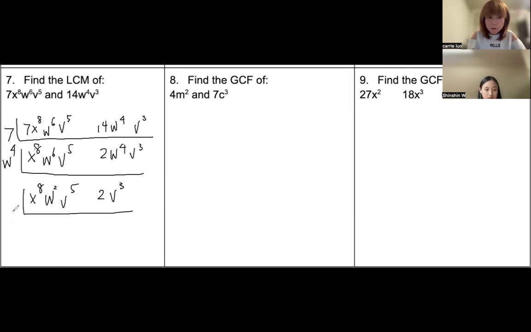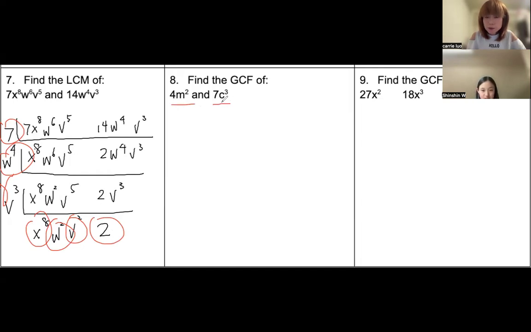And what is a common factor for them? V3. So X8, and W2, V2, and 2. All you need to do is multiply these circled numbers together to check your answer. Same thing for this one. This is the greatest common factor, right? So do they have any common factor at all? No, so for you just say 1. Yeah, okay. And for 9, let me see.